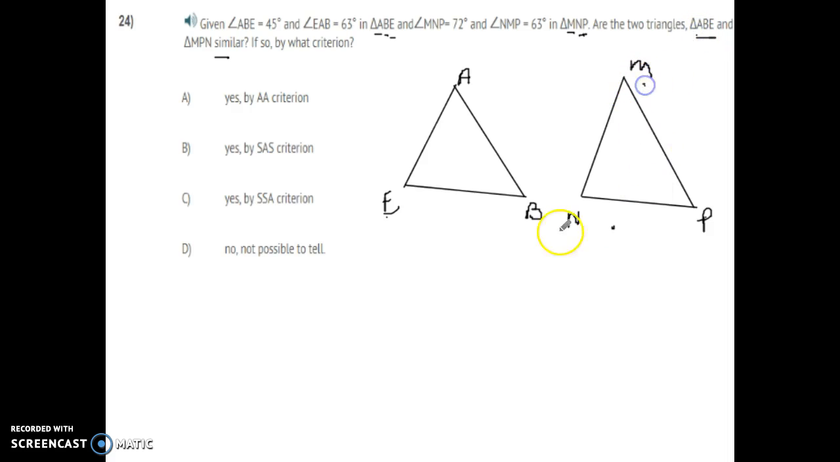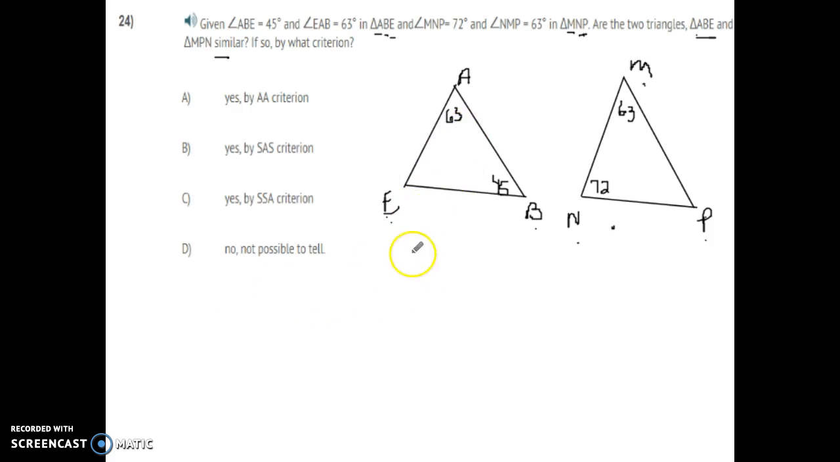A has to equal M, B has to equal P, and E, N, if they are similar. So angle ABE is this one right here, is 45 degrees. And angle EAB would be this one, is 63. Angle MNP is 72 degrees. And angle NMP is 63. So remember, our triangle sum theorem tells us that the interior angles of a triangle are 180.